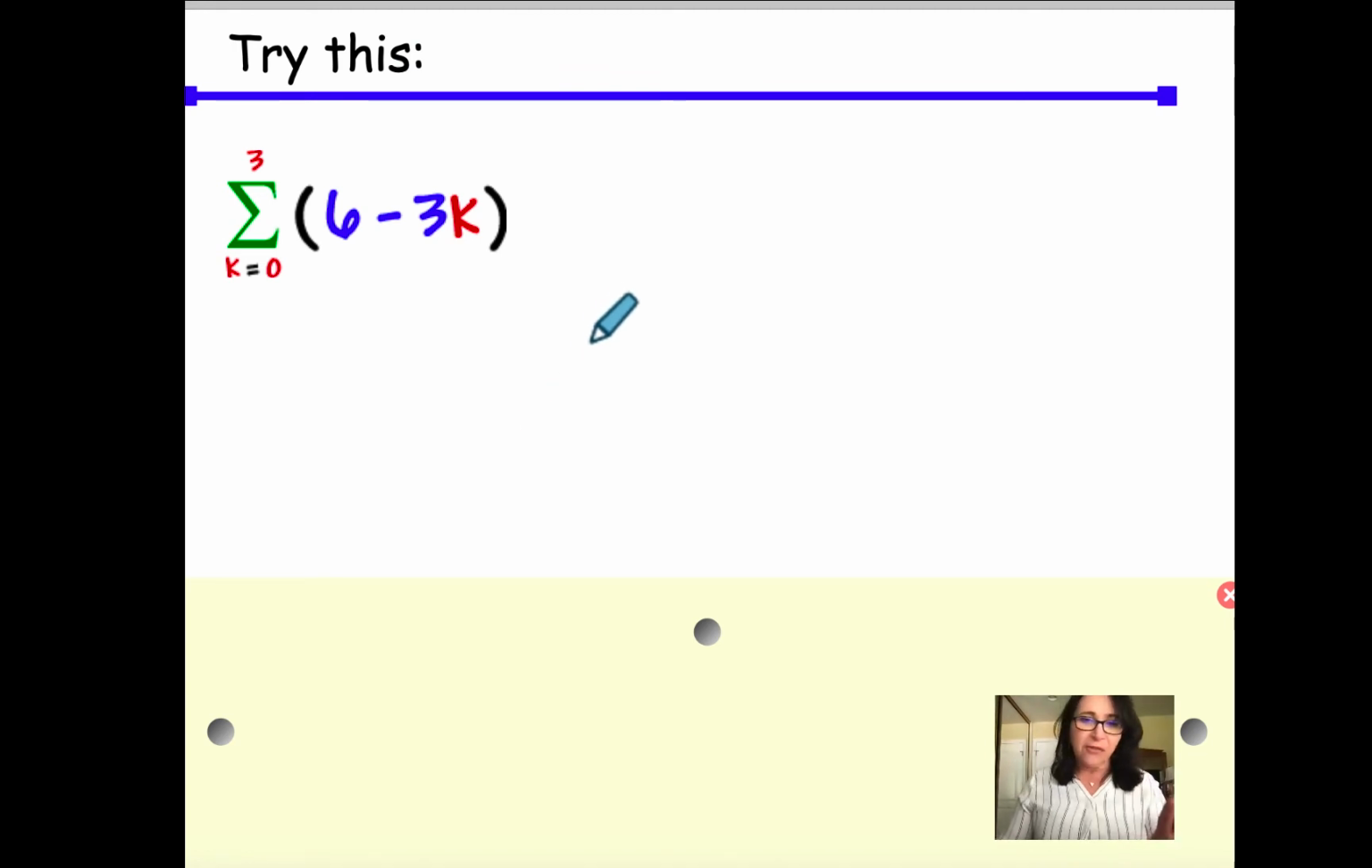So try this, pause the video, try this, turn it back on. So I'm assuming you did that. So you would do this, you would add 0 to 3, you would go from 0 to 3. So this is what it's saying.